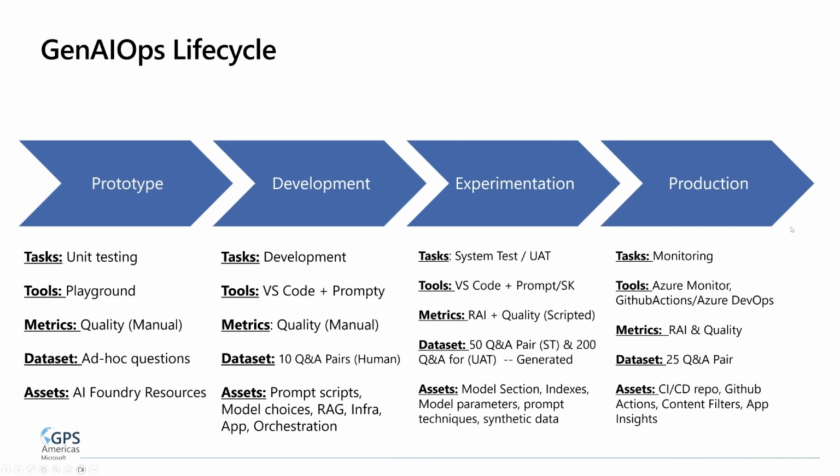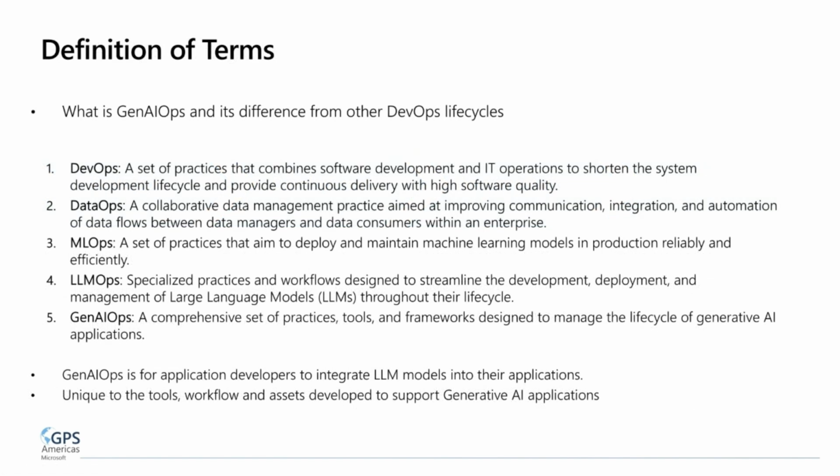Now let's jump into a definition of terms so we can all have the same reference point and be on the same page. There's many different DevOps life cycles, and you can see the ones listed here. The one we'll focus on is the GenAIOps component, where application developers will integrate LLM models into their applications. That's really what we'll be talking about in today's session. In particular, workloads that are with chatbots or what we call chat with your data, or Copilot applications.